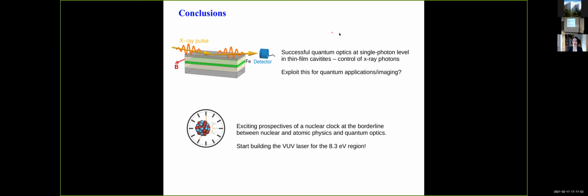I was telling you about how quantum optics with X-rays can be successful in these cavities, where most importantly we have collective effects. We really have very nice, pure superradiant effects. And we would like to continue in this direction and try to exploit this control further, and maybe go towards applications in quantum technologies or quantum imaging. And in the second part, I was describing the exciting perspectives and ideas of a nuclear clock at the borderline between nuclear and atomic physics and quantum optics, if you want.